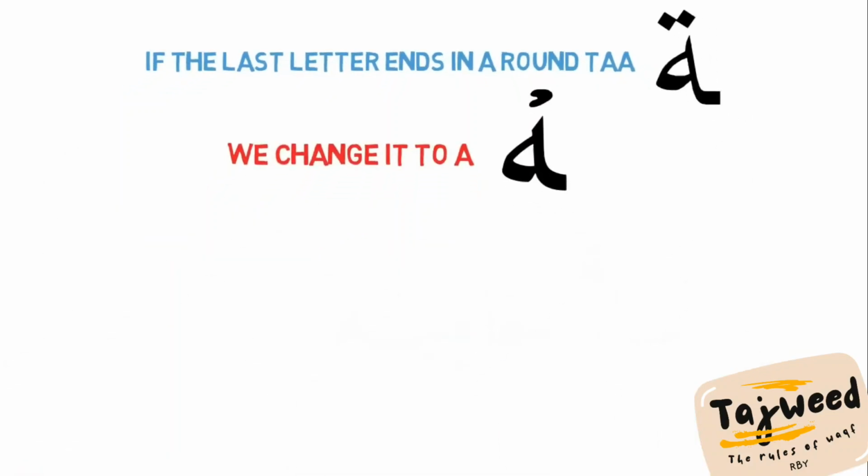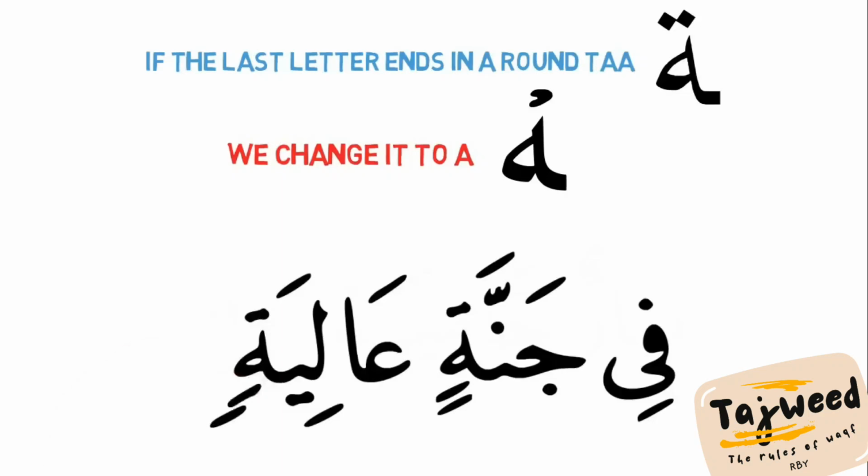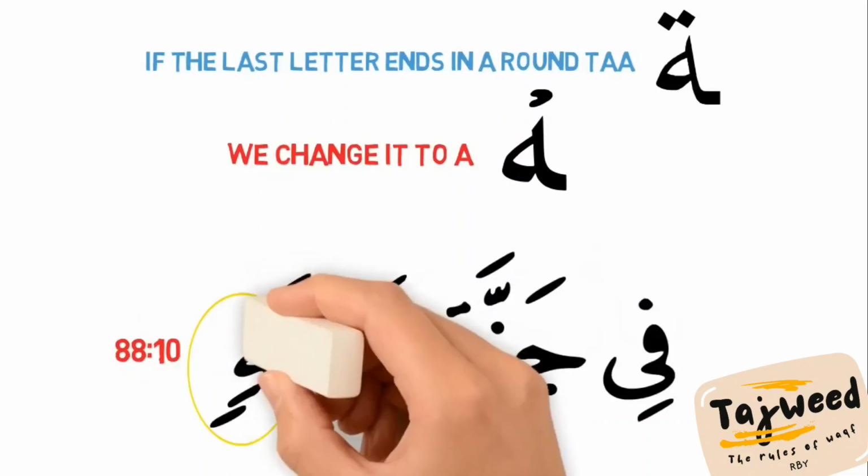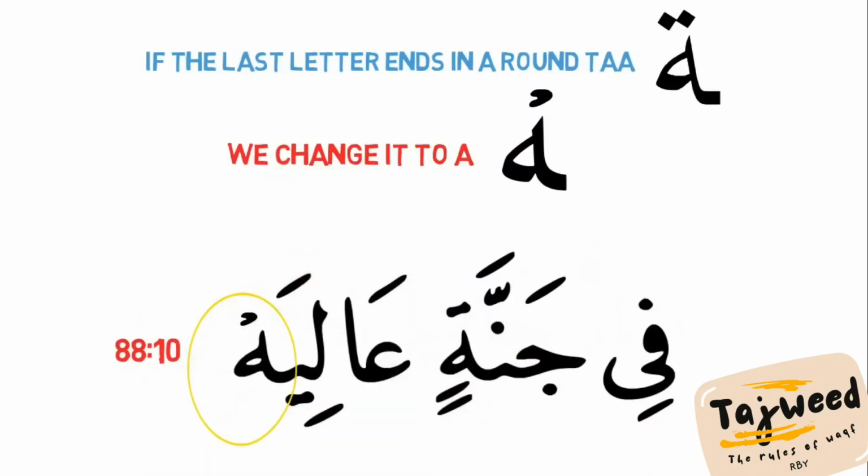In another example, we see the last letter of the word is ta marbuta. The word reads aliyatin. When we are reading and come to stop, we change it to a ha with sukun. Now the word reads aliyah.